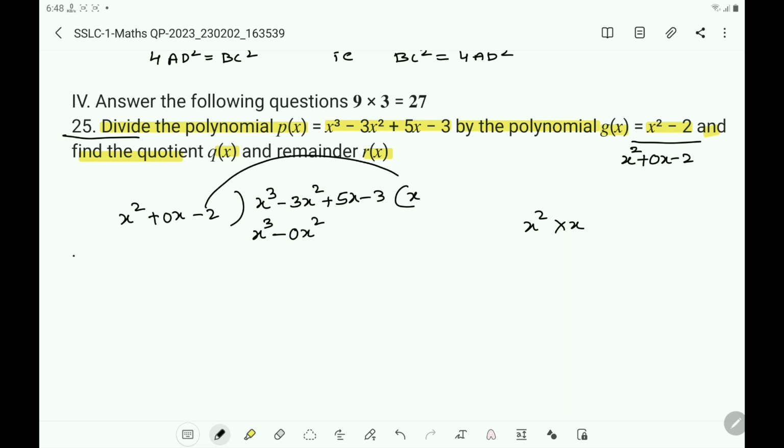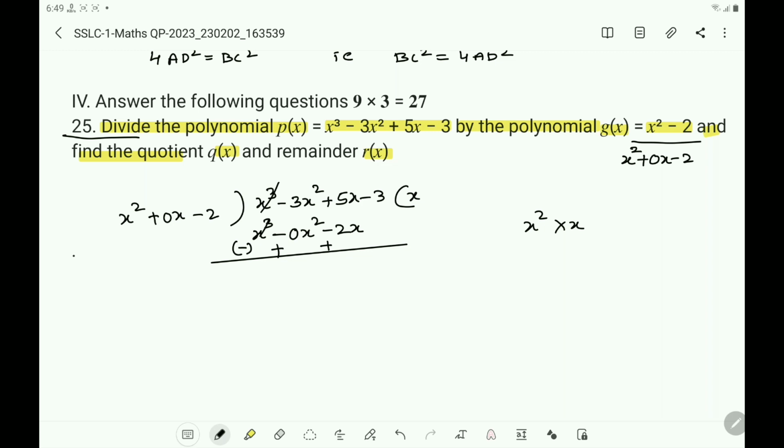Then minus 2 into x, minus 2x. You got the first step here. Then change the sign because you must subtract this by this. So change the sign. This plus becomes minus. This minus becomes plus and this minus becomes plus.